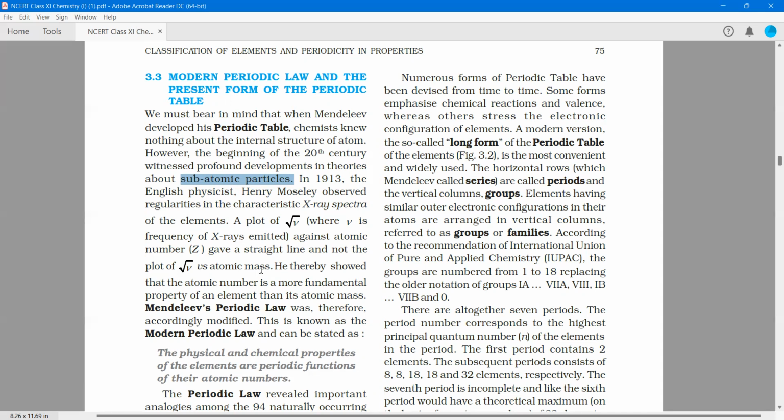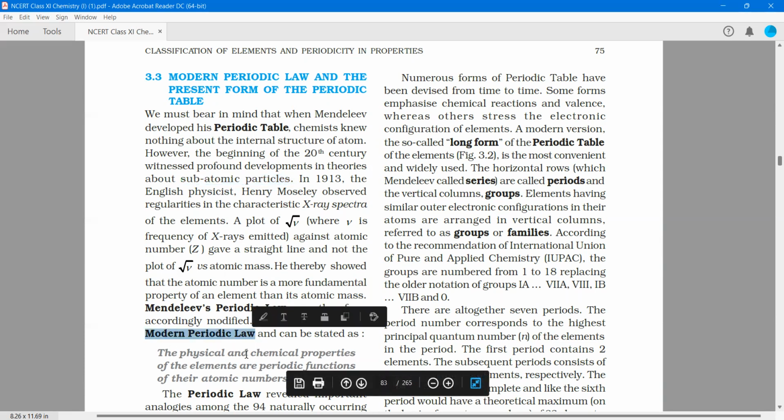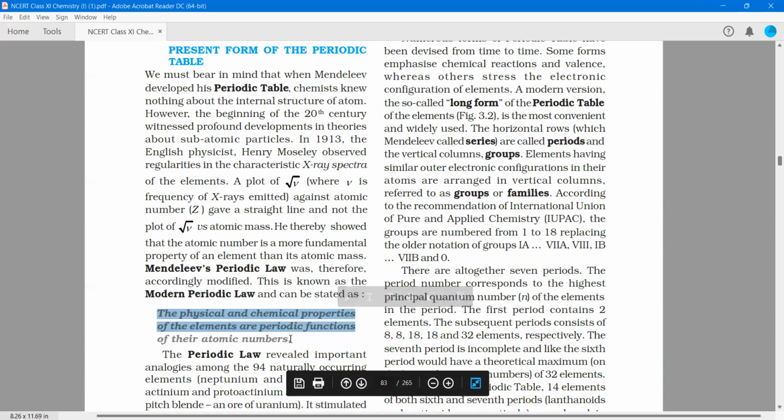And it was accordingly modified to the modern periodic table, and this modern periodic table was basically arranged in the form of increasing atomic number rather than increasing atomic weight. So this is the modern periodic law, which you can also state as the revised version of Mendeleev's periodic law. So the physical and the chemical properties of the elements are periodic functions of their atomic numbers instead of atomic weights.